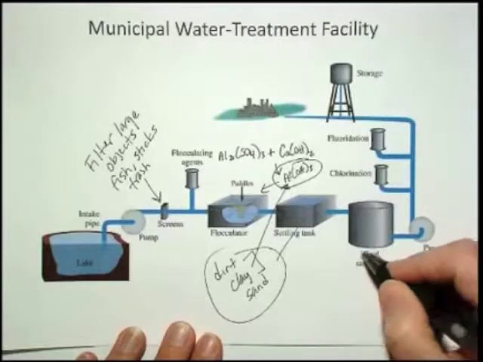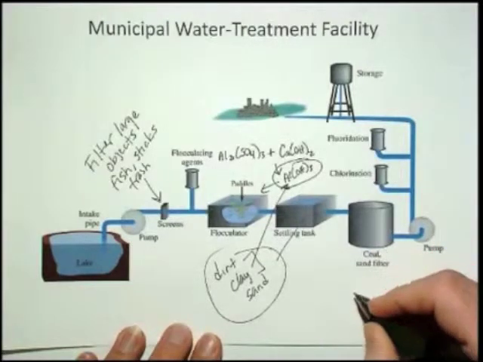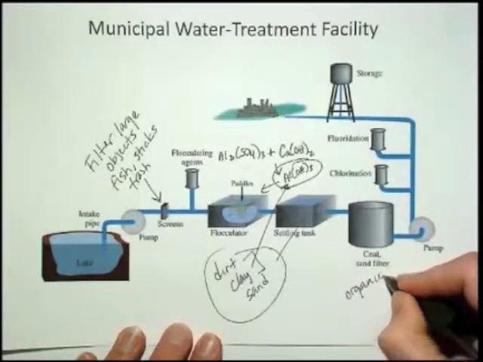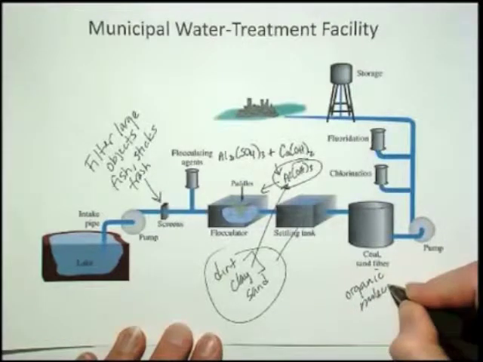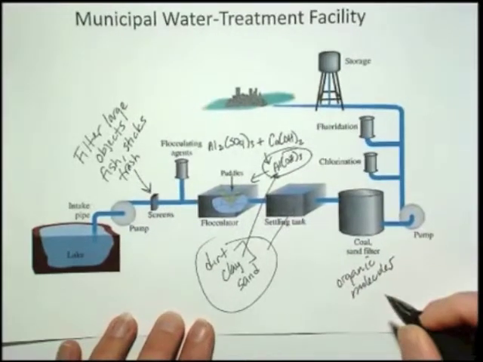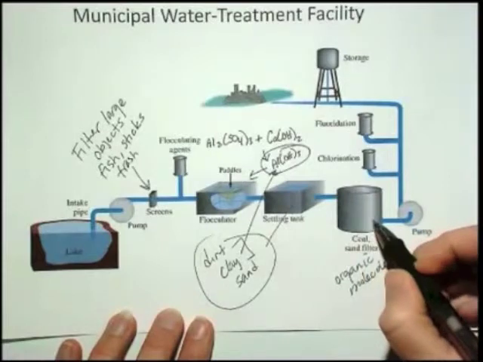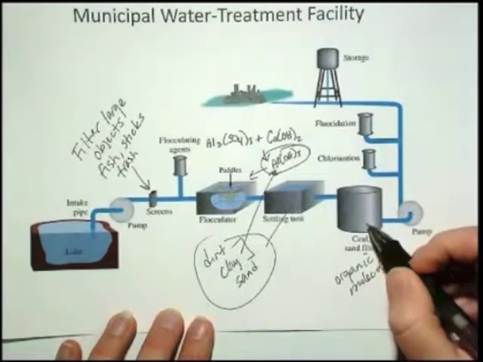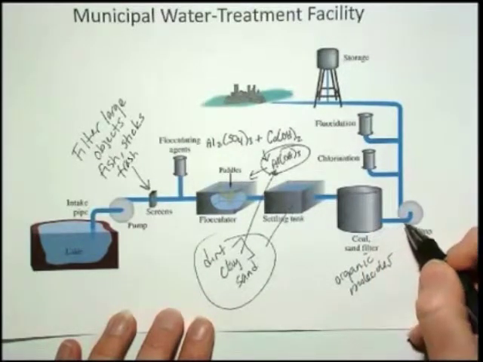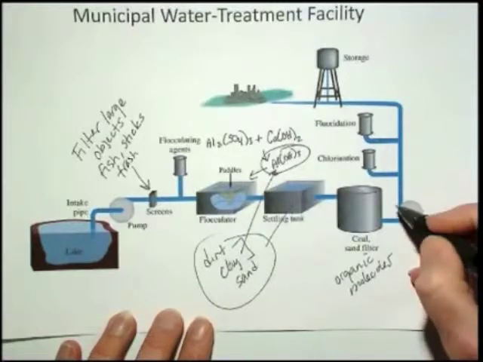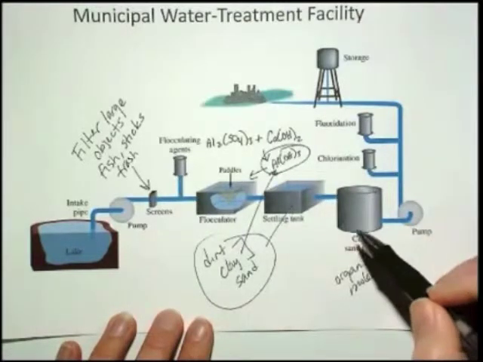filter. And in this filter, the organic molecules will adsorb to the coal and the sand, and then be separated in that way from the water. So the water is pretty clean by the time it gets past the settling tank and the filter.